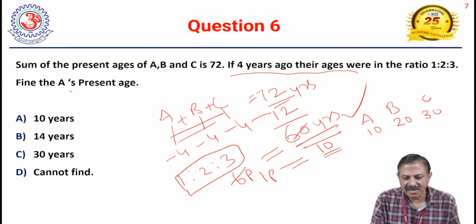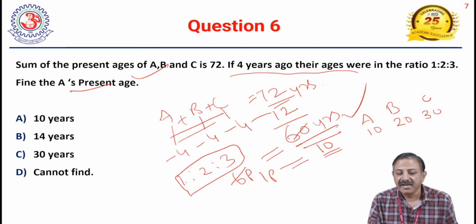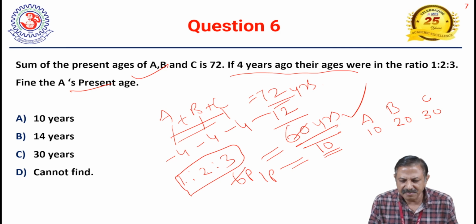For the present age of A, he is asking, he is not asking their age 4 years ago, he is asking the present age. So immediately what I should do: this is 4 years back, we got A equal to 10. Now A will become 14 years.